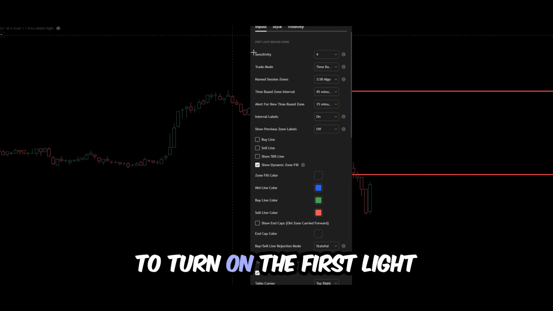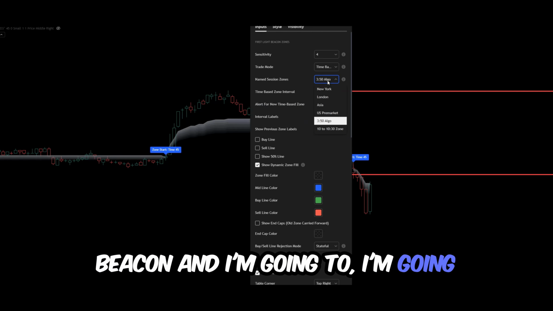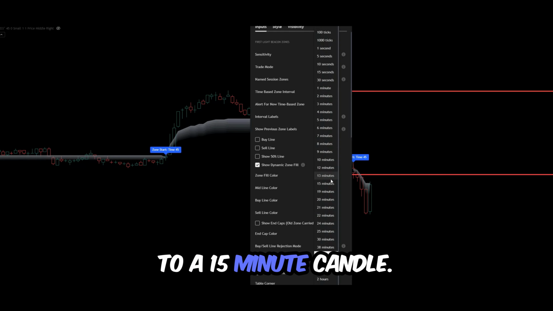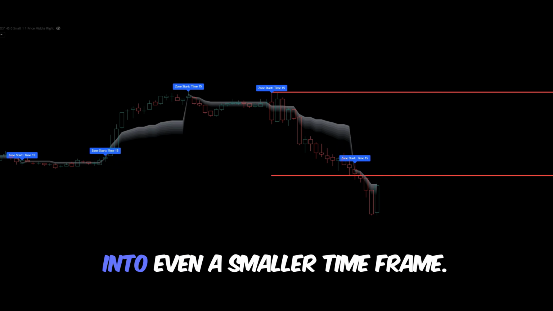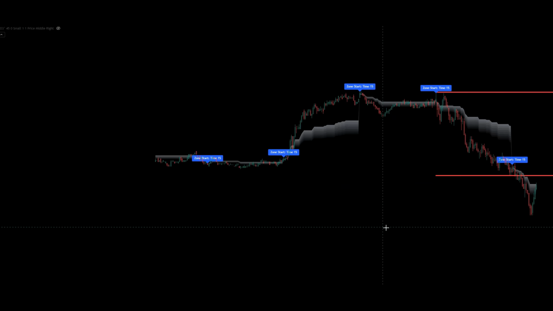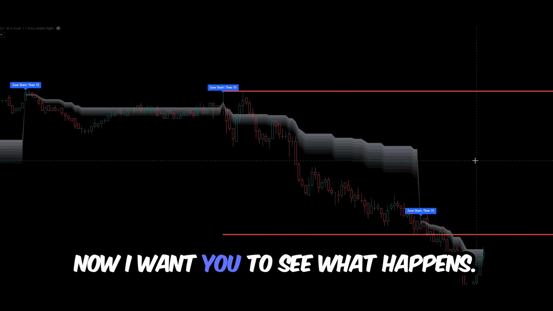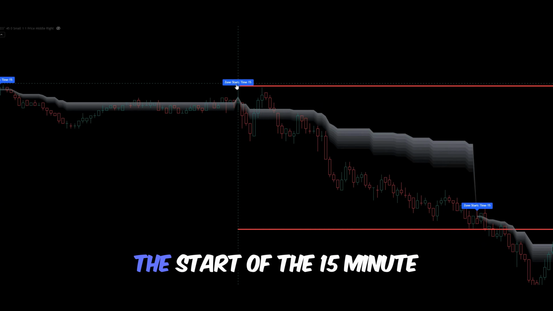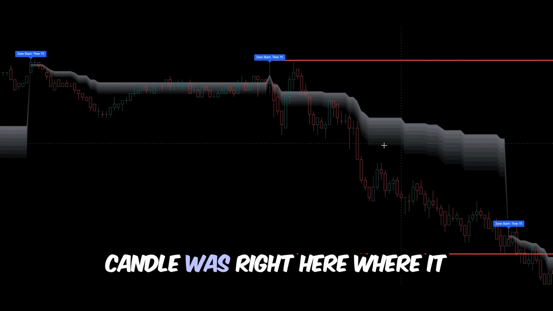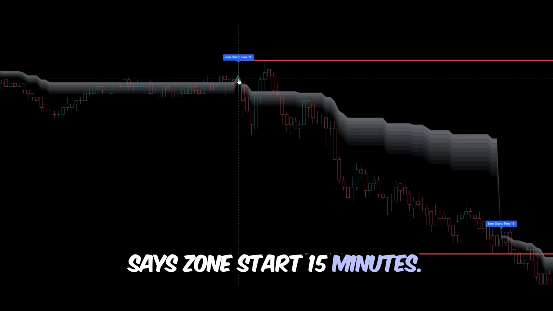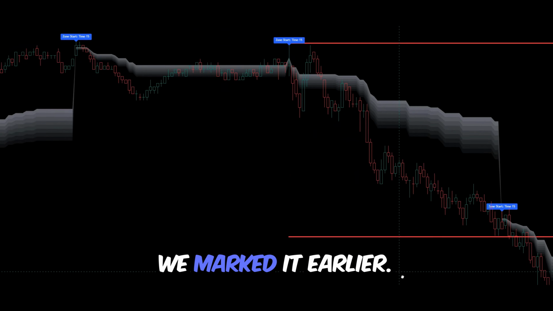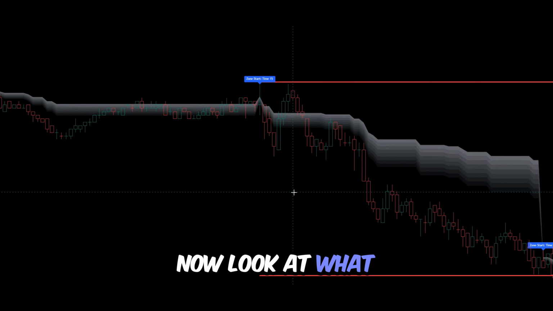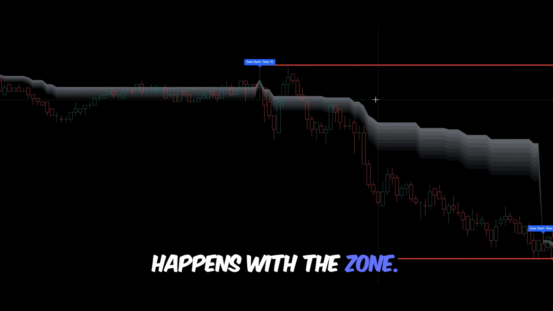So I'm going to turn on the First Light Beacon, and change the setting over to a 15-minute candle. Okay. And then I'm going to go down into an even smaller time frame, 15 seconds. Now I want you to see what happens. The start of the 15-minute candle was right here where it says zone start 15 minutes. Okay, and then there's our high and our low. We know that because we marked it earlier. Now look at what happens with the zone.